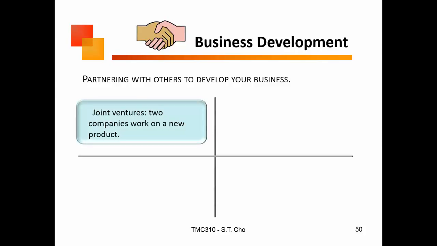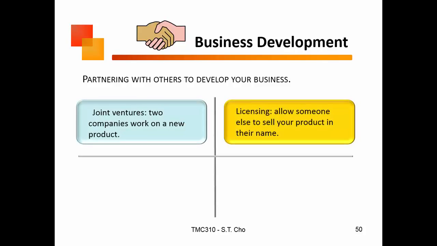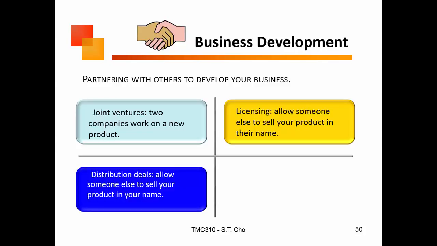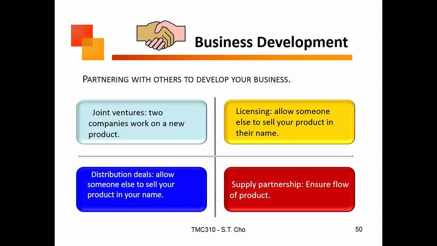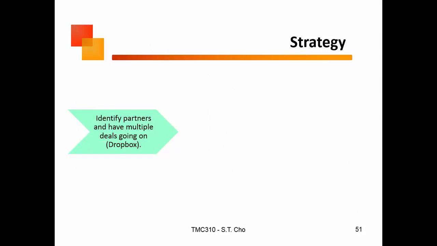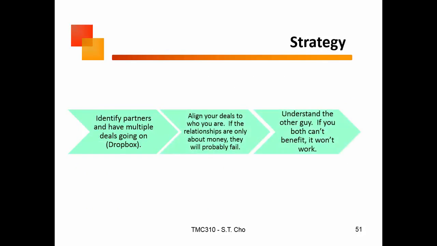In terms of partnering with others, a joint venture is when two companies work together. Licensing is that you allow someone else to use your stuff. Distribution deals are where you allow someone else to sell your product in your name, and supply partnerships, again, have to do with distribution. And so find who can potentially work with you, and learn about the other guy, understand him, because are his motivations aligned with yours?